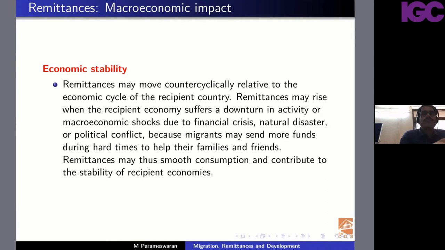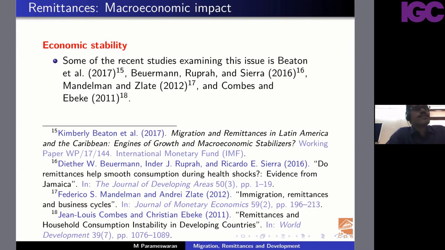Now there are a number of studies examining these issues. For example, in the case of Latin America and the Caribbean, and similarly there are studies on whether immigrant remittances respond to business cycles. So that is the important macroeconomic effect of remittances: in countries where their size is very high, they impart some kind of stability.